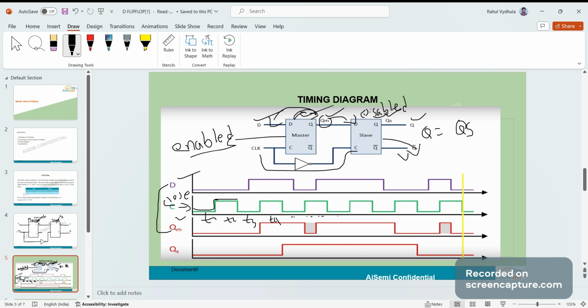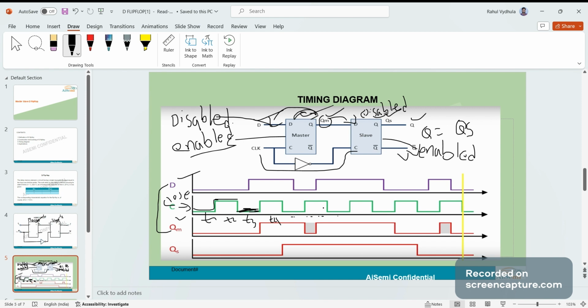And in the second scenario, we are considering that this is enabled and this is disabled, right? This is the second scenario. Why? Because we are taking the low signal, the low clock pulse. That's why the slave will be enabled and the master will be disabled in this condition. It is the opposite scenario that we are following.